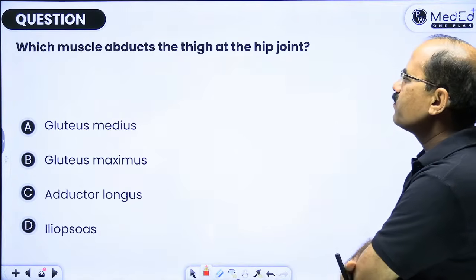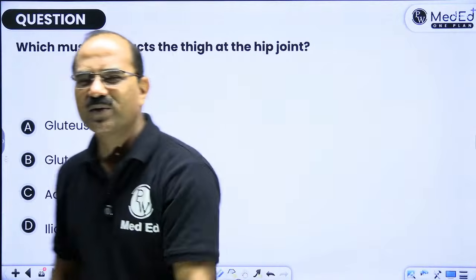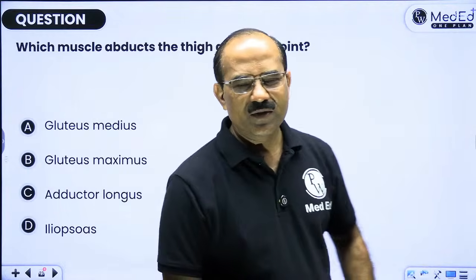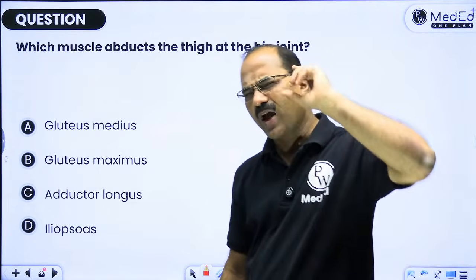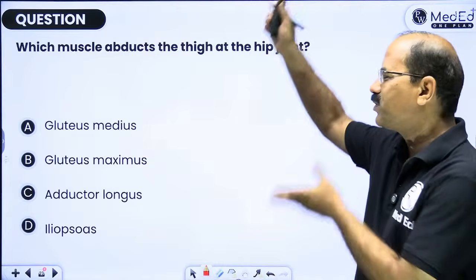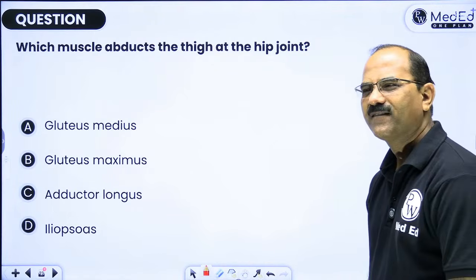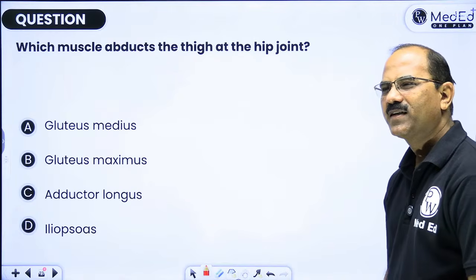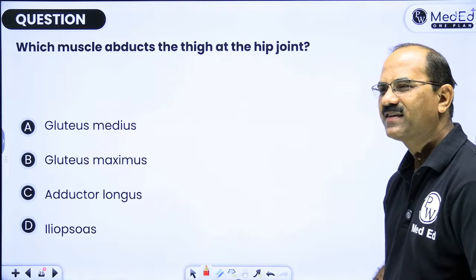See the next. Which muscle abducts the thigh at the hip joint? Come on, बच्चों. This I've told you now. Which is the chief abductor at the hip joint? ये मैंने अभी बोला आपको. Any guesses?